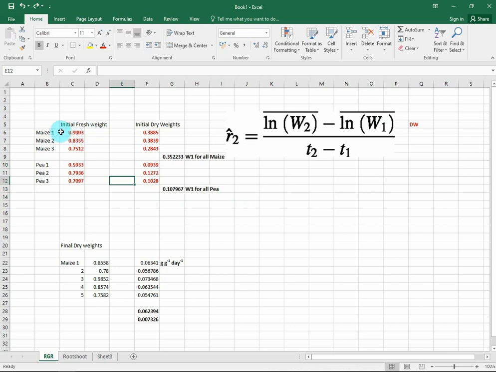And this is how I got it. I measured 3 maize plants and 3 dry weights. I measured the fresh and the initial. This was just for reference purposes only. And I got the average of the dry weight. So this is my initial dry weight. Remember that this is simply ln. It's a logarithm. This W2 is the dry weight that you measured, the final dry weights, logarithm my dry weights that I measured, which are these.